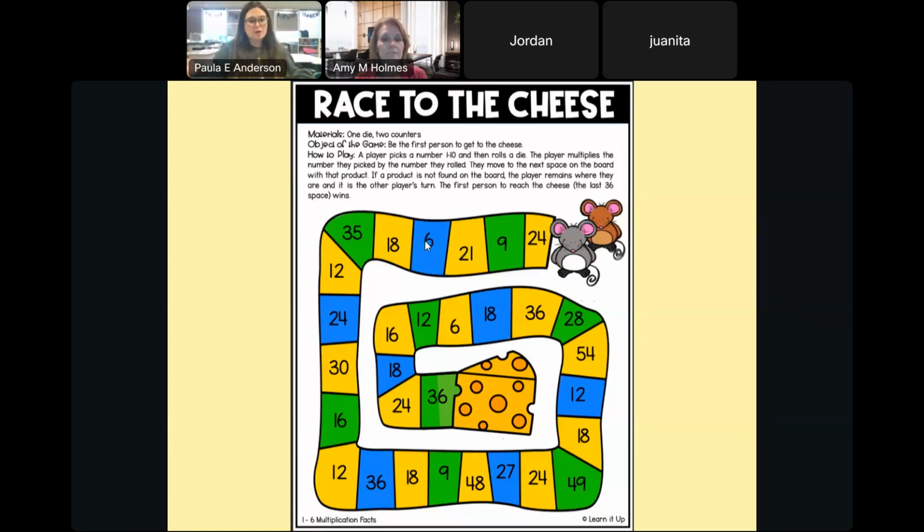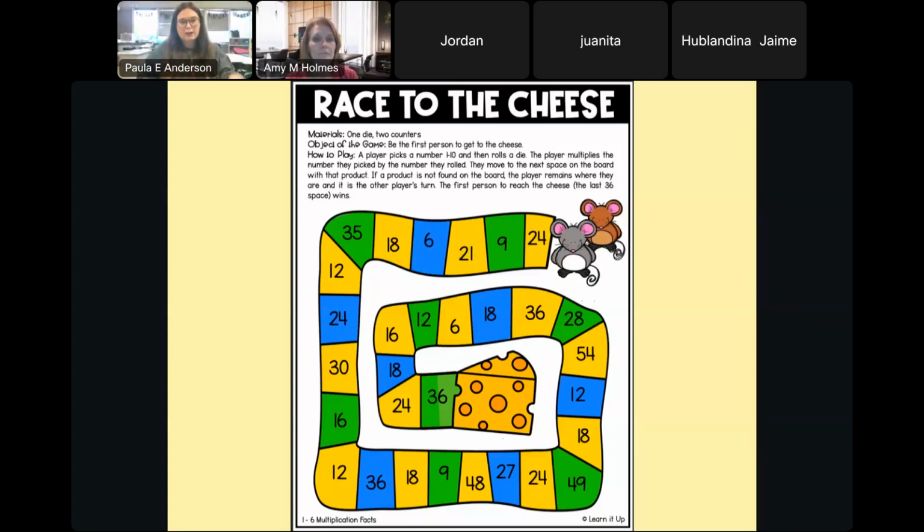Then the next player rolls, and they multiply and roll. The objective is to get all the way to the cheese. If the product is not found, then you just remain where you are and go to the next turn. So if you multiply something and it wasn't on the board, you would just skip your turn and go to the next one. So that's Race the Cheese, and it's another one of our games that we have.